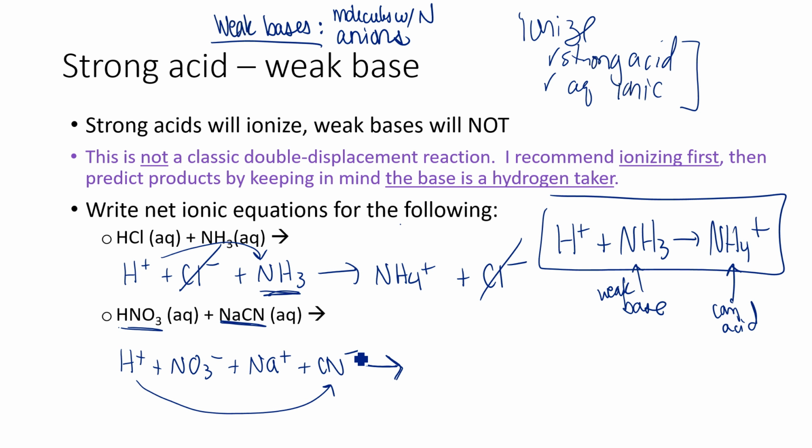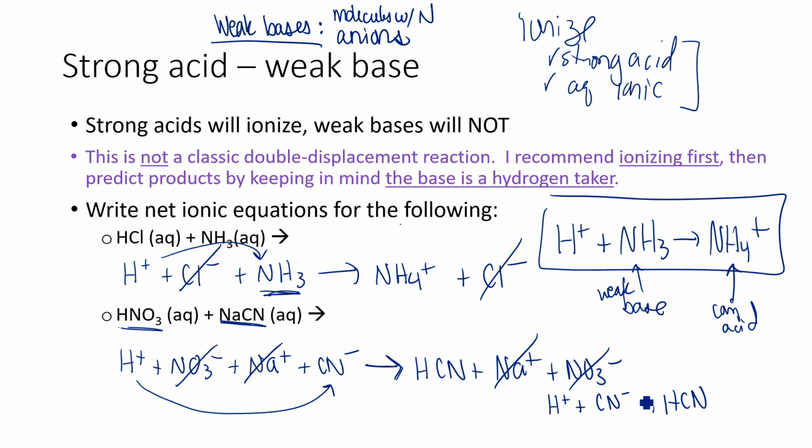So what happens is the CN minus is our weak base. So it's going to attract that hydrogen there. It's going to form HCN. And then the sodium and the nitrate, they do nothing. They're just spectator ions. So my net ionic equation is the hydrogen ion and the CN minus ion combine to form HCN. So again, my CN minus is the weak base, and the product of this reaction is its conjugate acid.